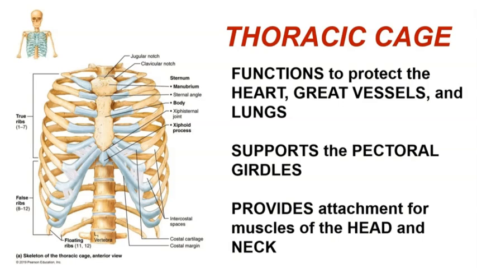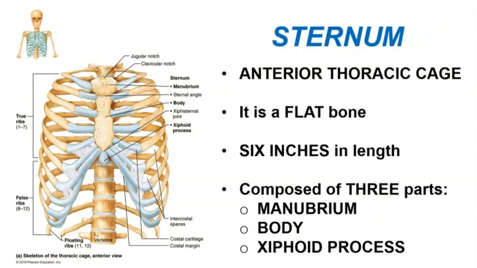So let's look at some of the elements of the thoracic cage now. In a previous lecture, when we were talking about the vertebral column, we discussed the thoracic vertebra. So let's focus our attention on the two that we have not hit very heavily yet, and those would be the sternum and the ribs. So let's start with the sternum.